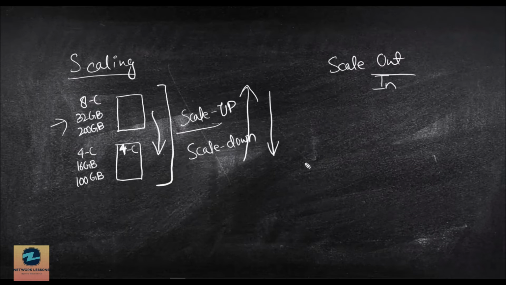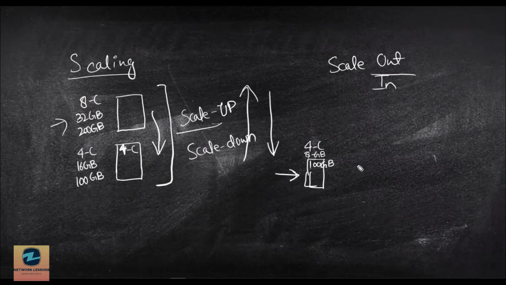Scale in and out means you have this CPU with 4 cores and 8 GB of RAM, say, and 100 GB of hard disk. We are running a website on this, and the load on your website is increasing because you are running a sale. So on that day you see a tremendous increase in the traffic on that server.